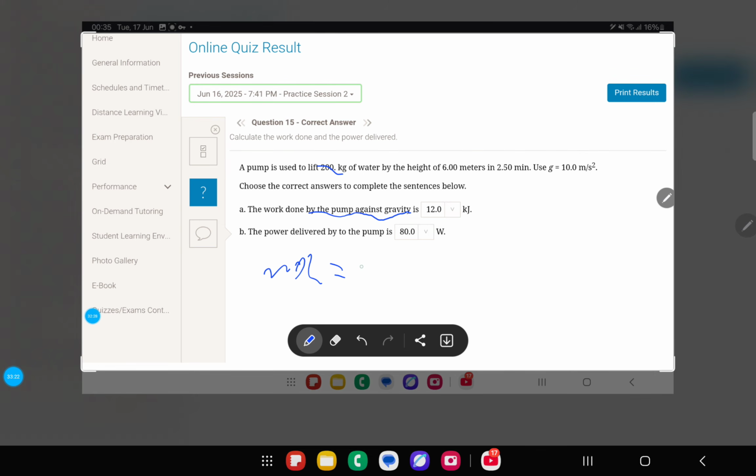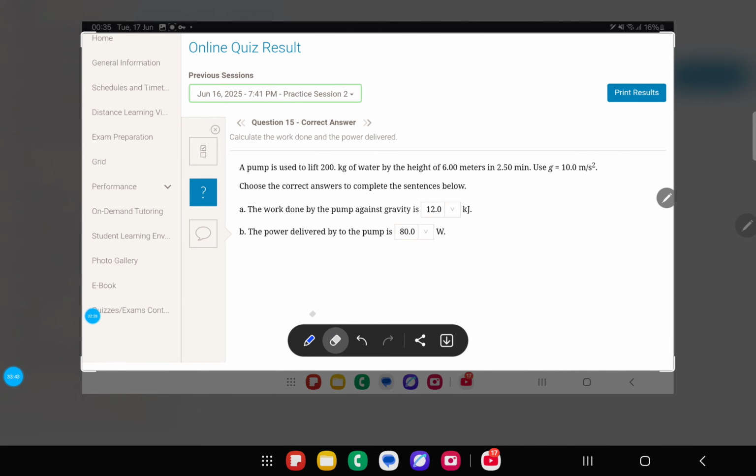Now, mgh, mass 200 times gravity 10 times height 6. 200 times 10 times 6 is 12,000 joules. But I want it in kilojoules, so you divide by 1,000, you get 12 kilojoules.